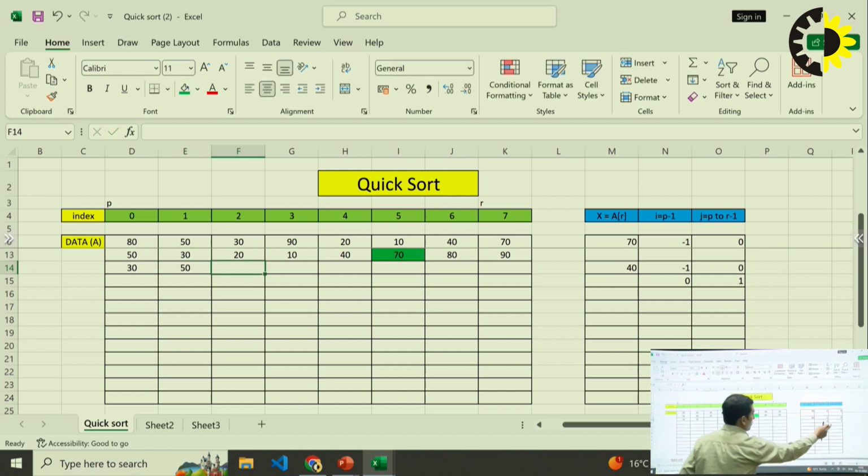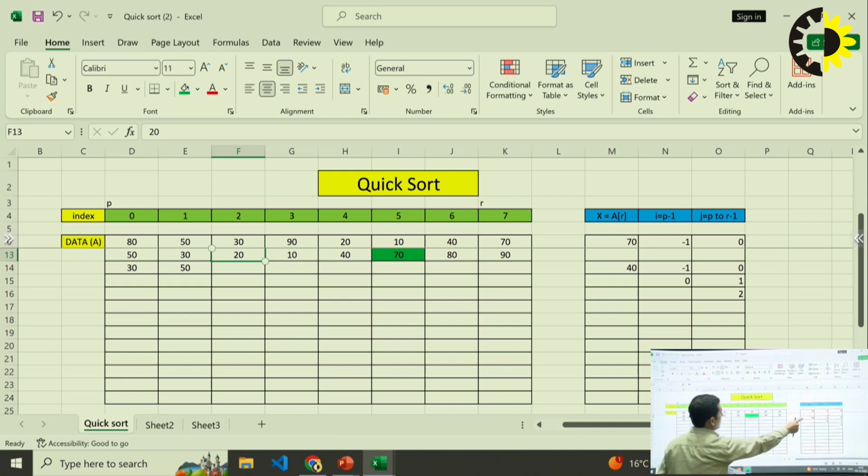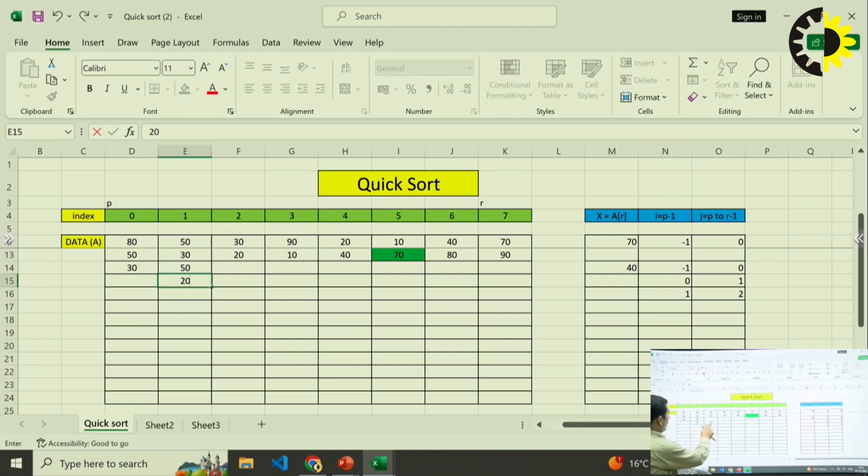Then repeat the process. Now increment the J. Now this is 2, and at the second index location there is 20. 20 is less than 40. Then what to do? Simply increment the I and swap the elements at the positions indicated by I and J, that is 1 and 2. Meaning 20 will come here and 50 will come here.